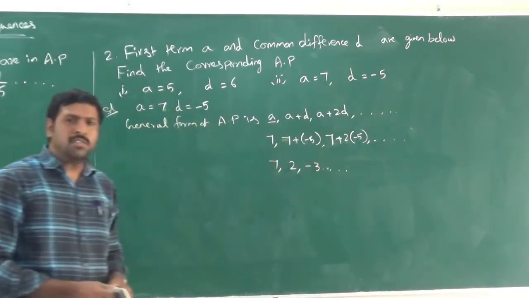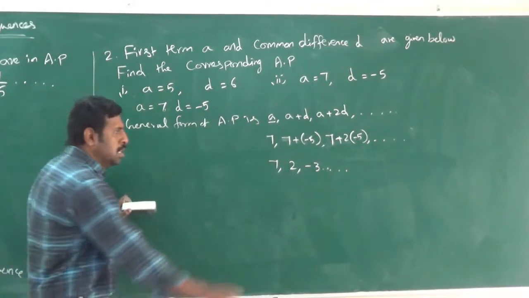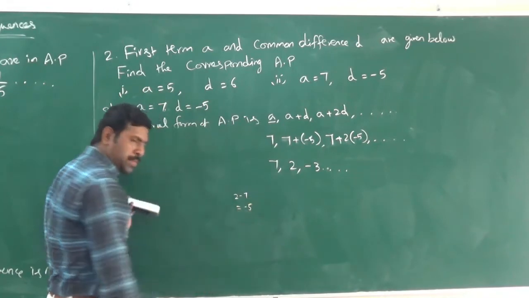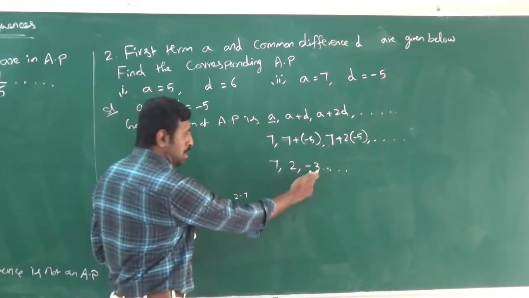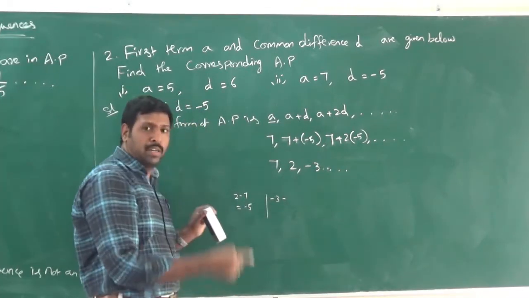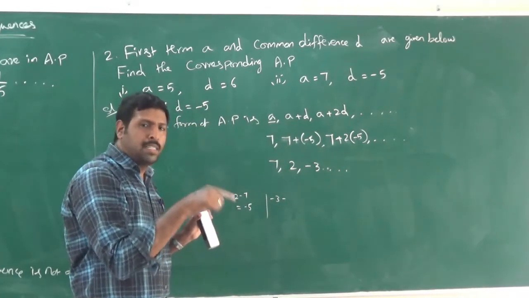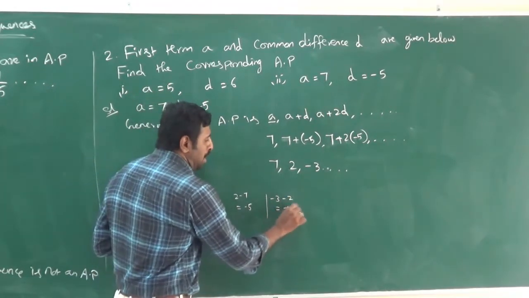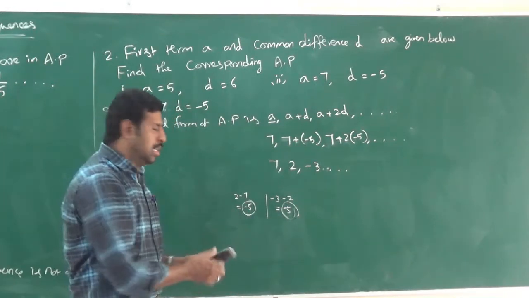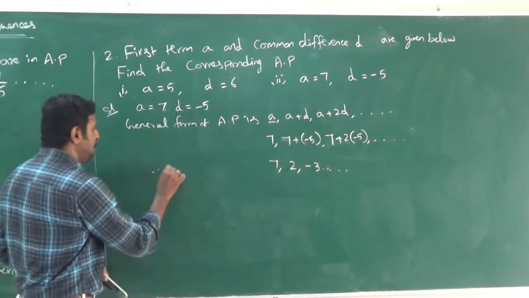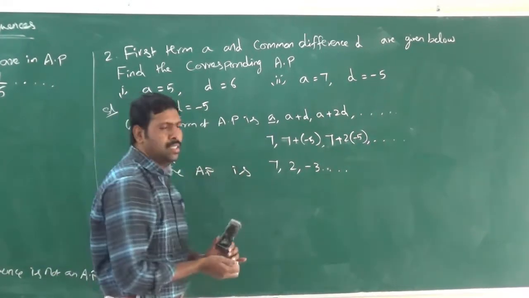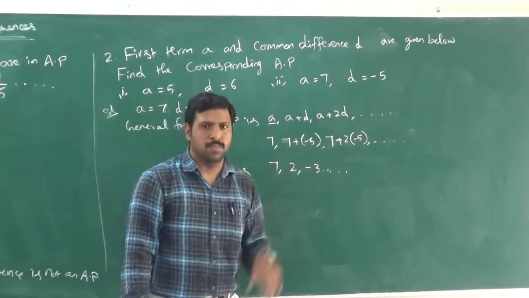Now we have to cross check whether the AP is satisfied or not. See, second term is 2 minus 7. 2 minus 7 is equal to minus 5, right? Here third term is minus 3, the second term is 2. In the formula we have third term minus second term, so minus 3 minus 2 is equal to minus 5. So here the common differences are equal. So it is an AP. Therefore the AP is 7, 2, minus 3 and it goes on.